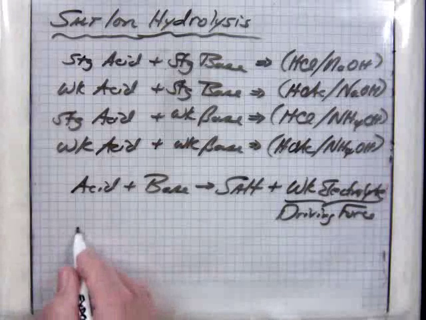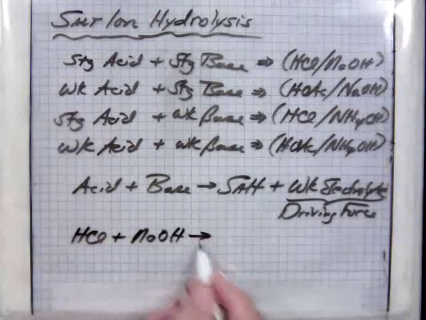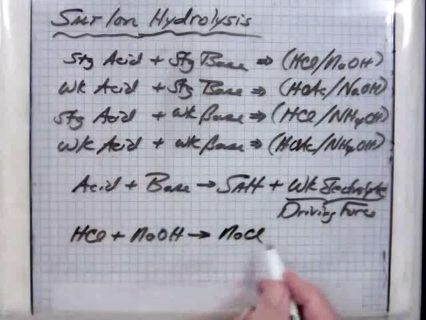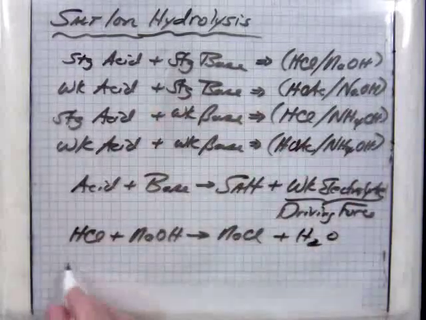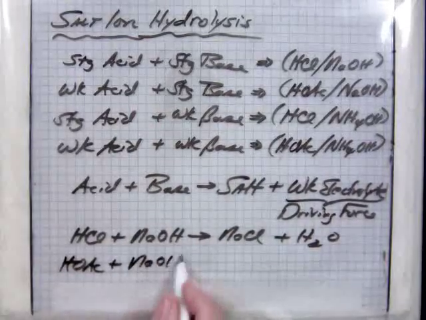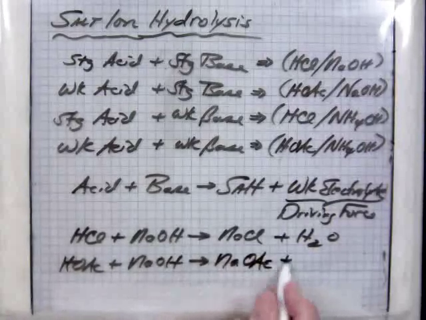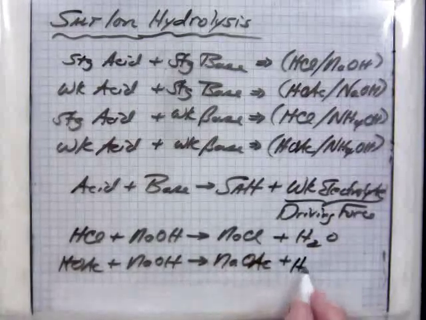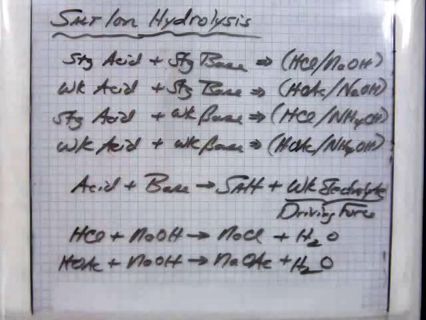For example, HCl plus NaOH, double replacement to generate sodium chloride, the salt, plus H2O. And in the second case, acetic acid plus sodium hydroxide would also generate a salt, sodium acetate, plus water, and so forth. So we can go through each one of these and show how the acid plus base gives us salt and water.